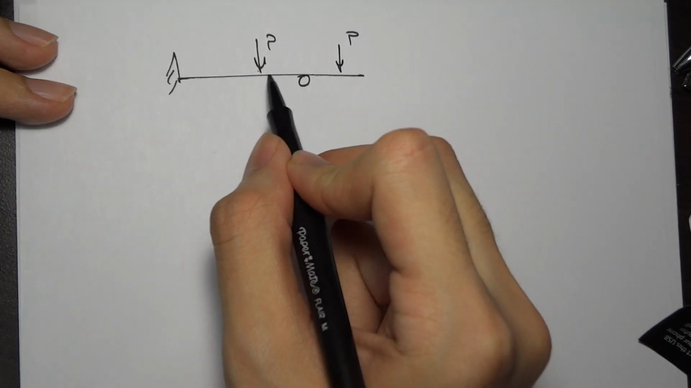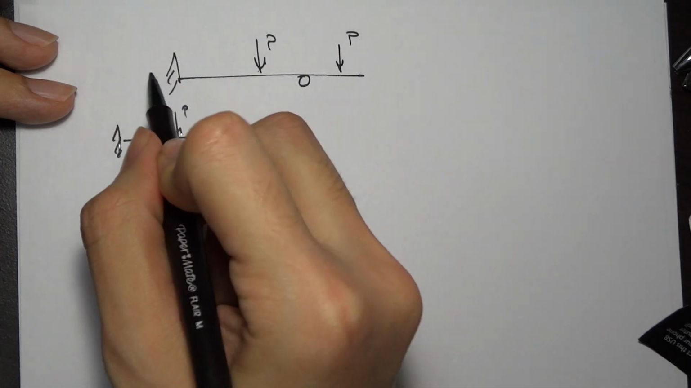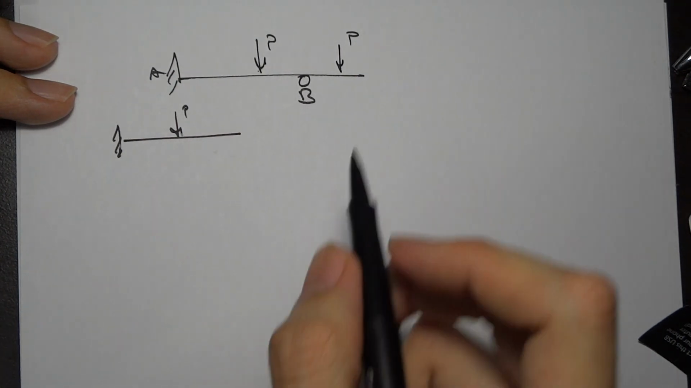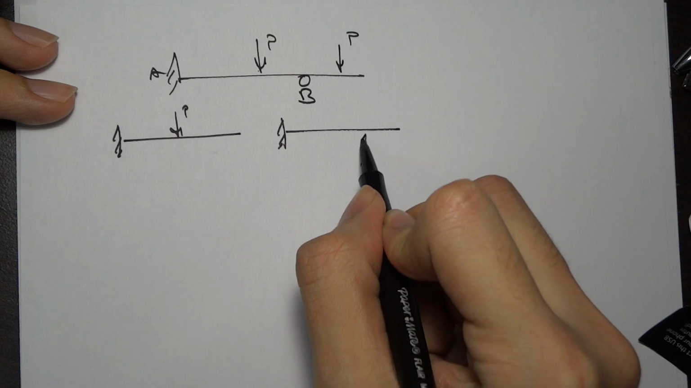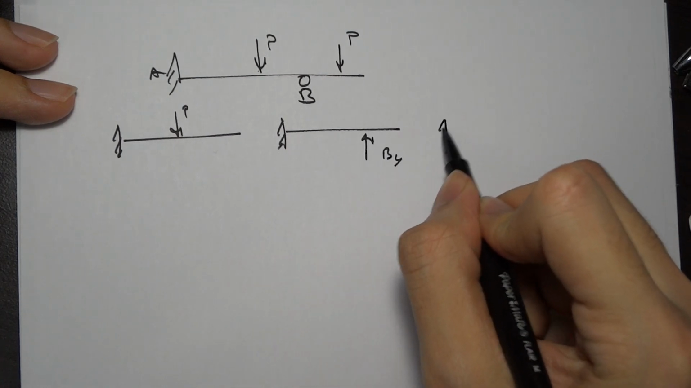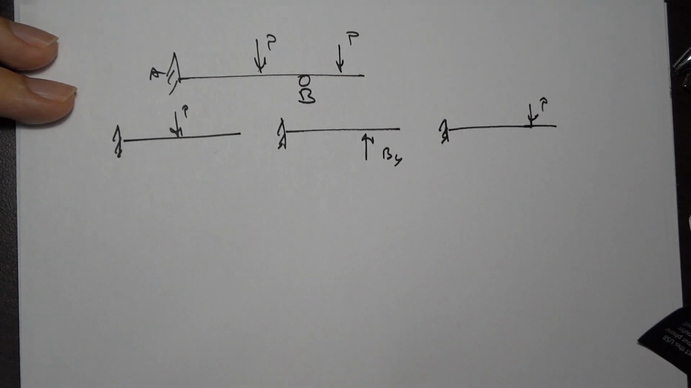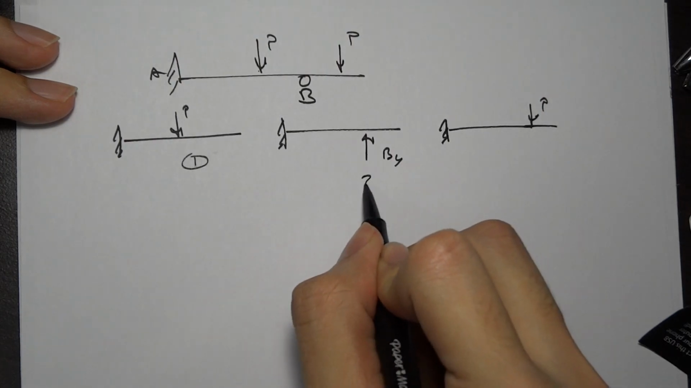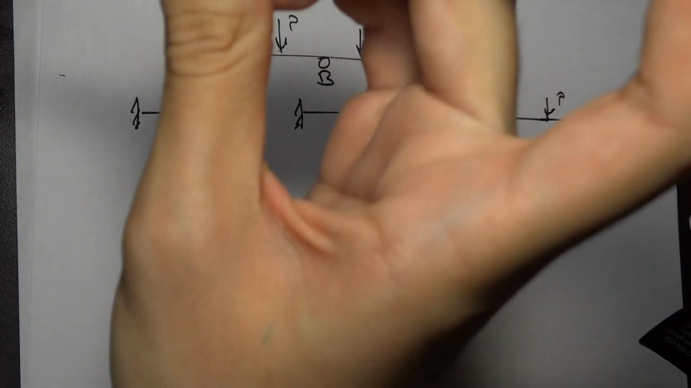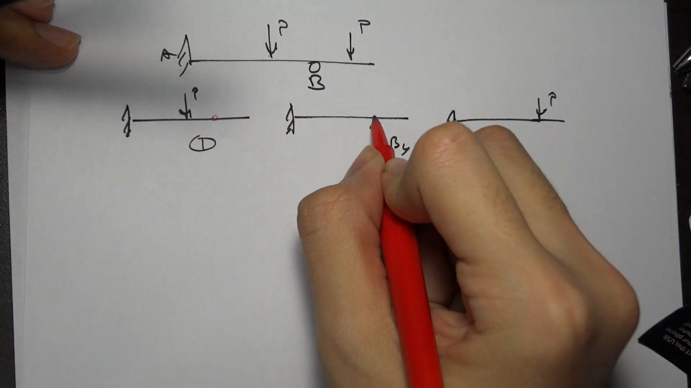So you can split this up into 3 components. Split this up into this. And of course, you don't need your Q diagram, so you don't need a 4th diagram. So let's call this 1, 2, and 3. Let me note where B is on here. We're interested in the deflection at this point, and at this point.